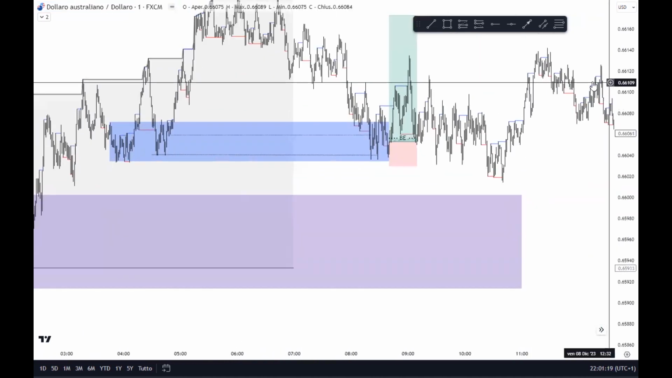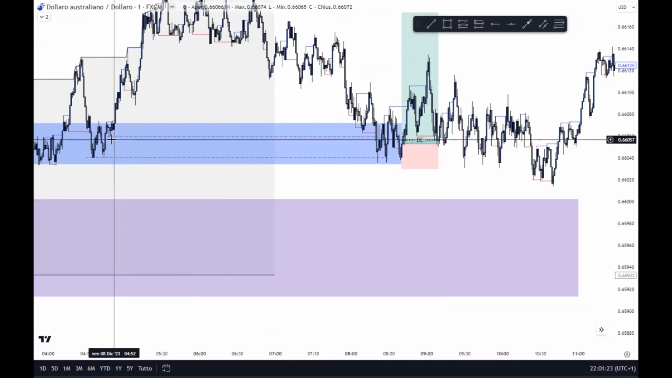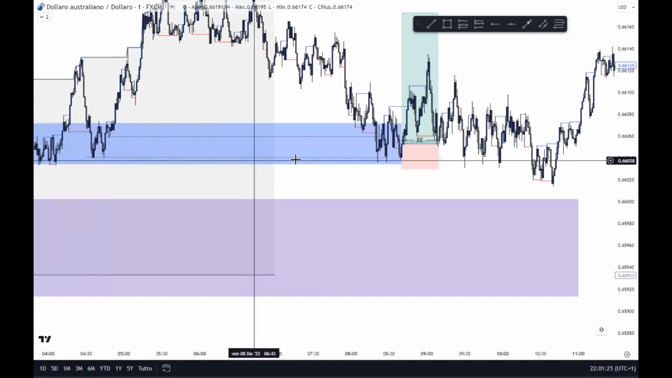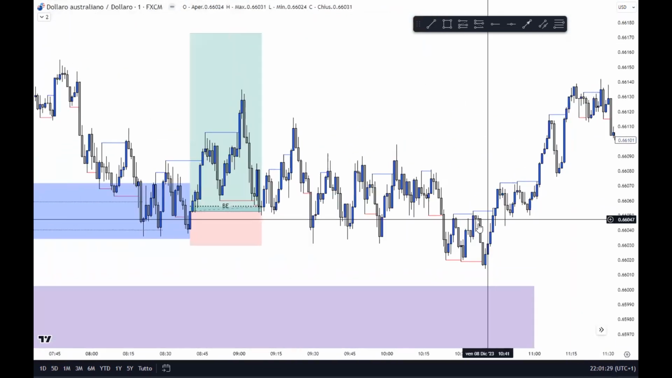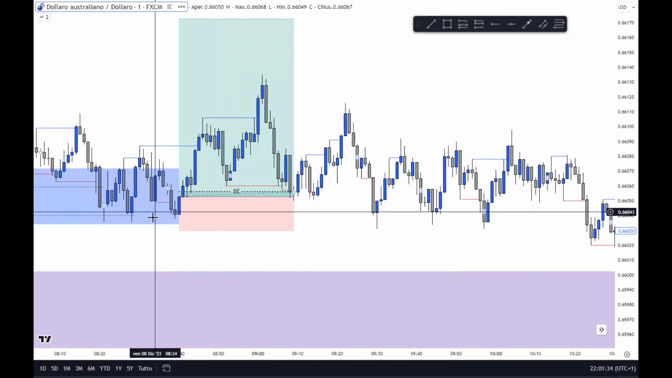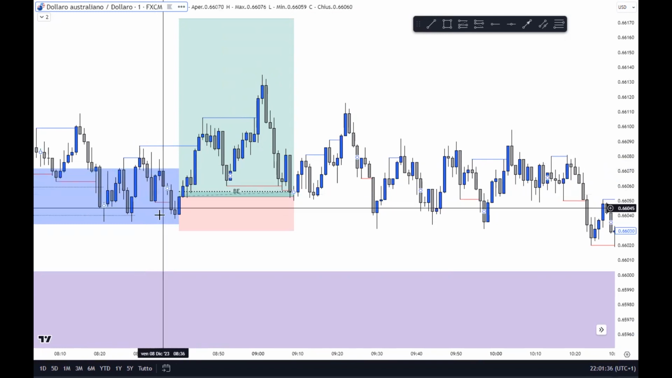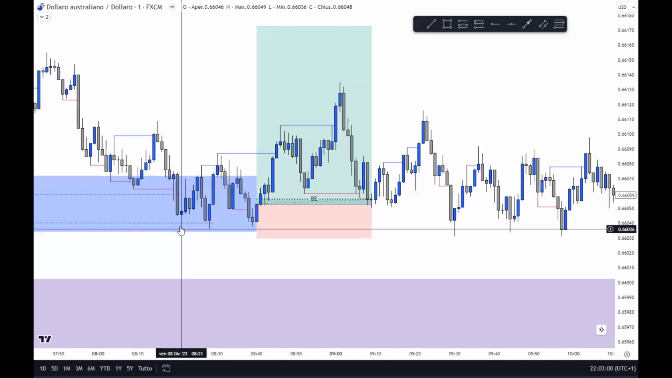Look here. Here I draw 2 liquidity points. One is here, another one is here. Both have been taken. And of course, I jump into the market as soon as possible. I saw the shift of structure up. The price going down.